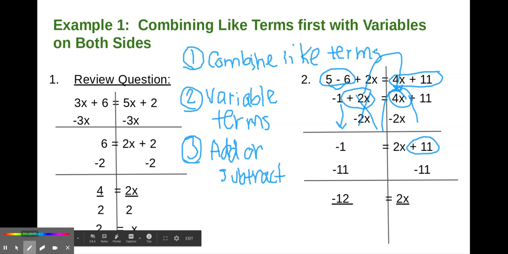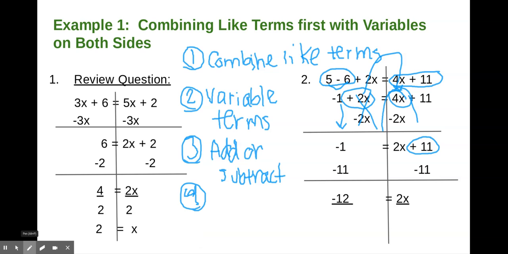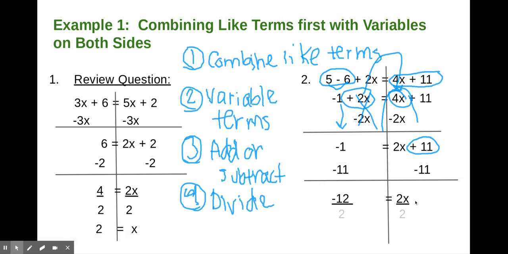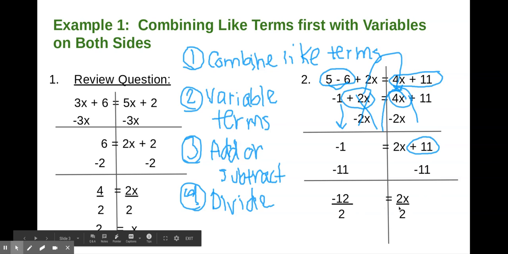Your last step here is to either divide or multiply. And mostly all of the problems that we're doing here, we are going to divide. So I'm going to write the last step here is to divide. In this problem, I'm going to divide by what number? It's the number that's attached to my variable, because the variable is what I want in the end. So I want to get rid of this x. I want to divide both sides by 2, not -2, positive 2, because this 2 divided by 2 gives me what I want left, which is an x. And -12 divided by 2 is -6.